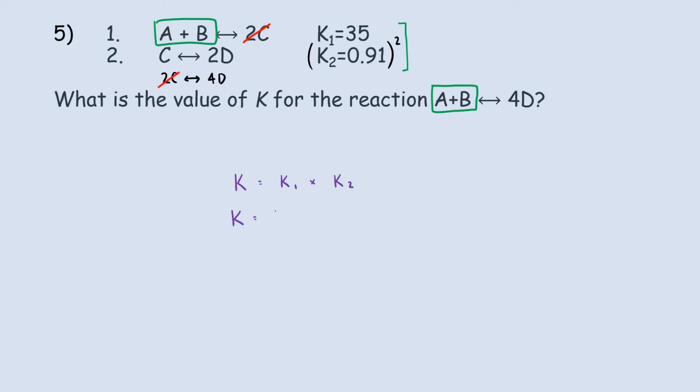So it'll be 35 times 0.91 squared. Don't forget to square your K value. And when you plug that into your calculator, you'll come up with K equals 29.